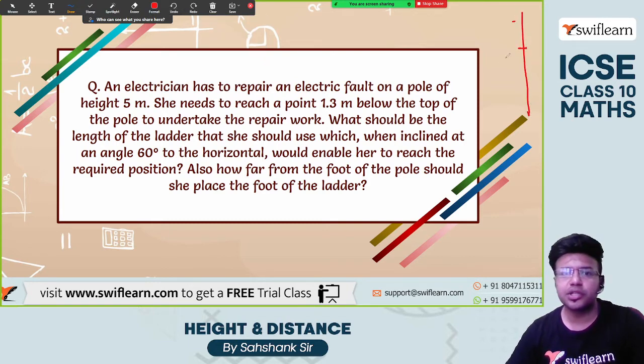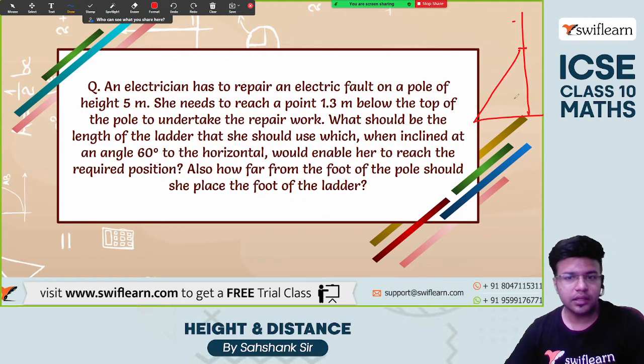She needs to reach 1.3 meters below the top of the pole to undertake the repair work. What should be the length of the ladder that she uses, which when inclined at an angle of 60 degrees to the horizontal would enable her to reach the required position? How far from the foot of the pole should it be placed?